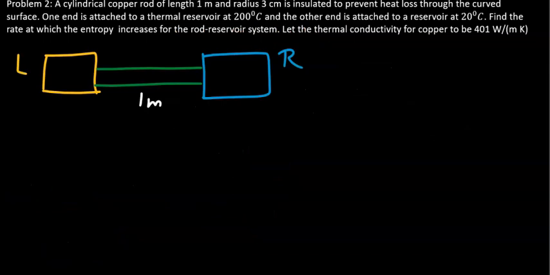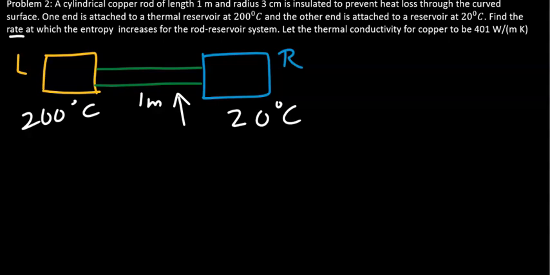Problem 2, heat transfer. A cylindrical copper rod, so that's this one right here. Length is 1 meter, radius is 3 cm. It's insulated to prevent heat loss through the curved surface. One end is attached to a thermal reservoir at 200 degrees Celsius, so that is this one right there, the hot reservoir. And the other one is attached to a reservoir at 20 degrees Celsius, a cold reservoir. Find the rate at which entropy increases for the rod-reservoir system. The thermal conductivity of copper is 401.